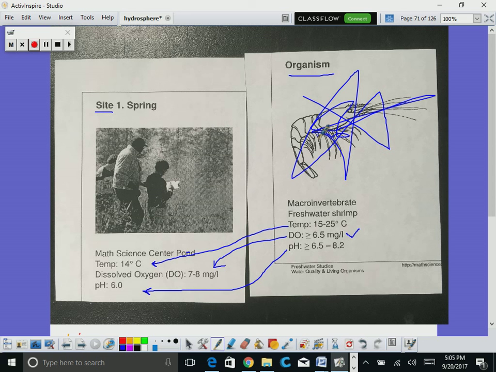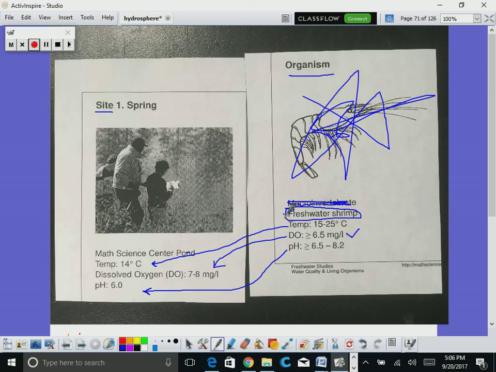Okay? So what you're looking for is the bioindicators that can survive in that site. If they can live there, if all three pieces of the criteria allow it to live there, then you will write down the name of the organism, like freshwater shrimp. Do not write macroinvertebrate. Okay? So you're writing the name of the organism. If you have any questions, email me.